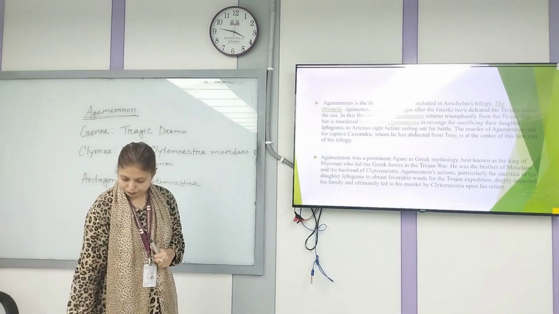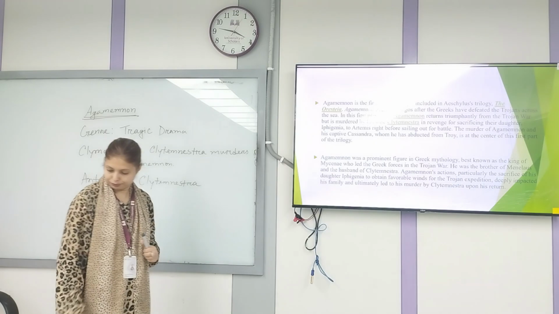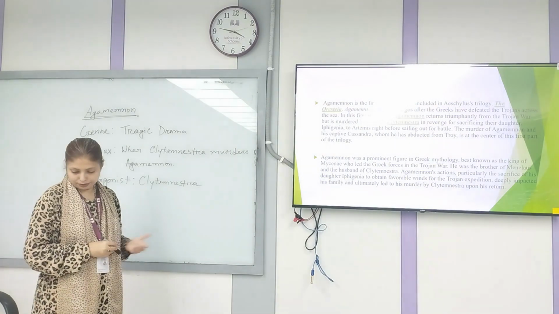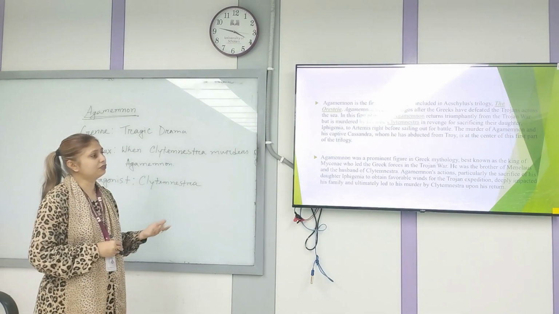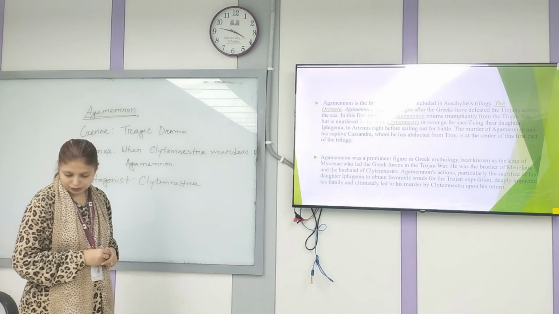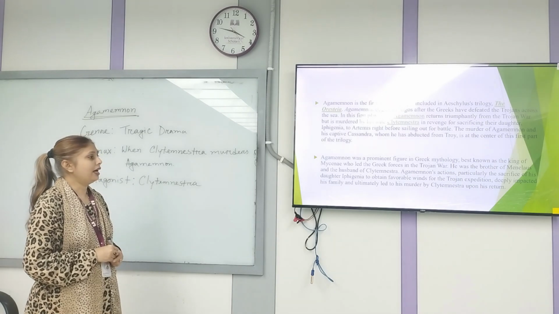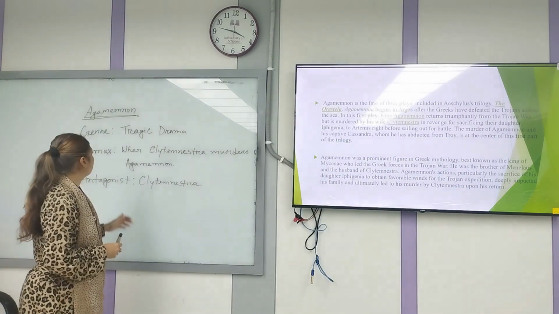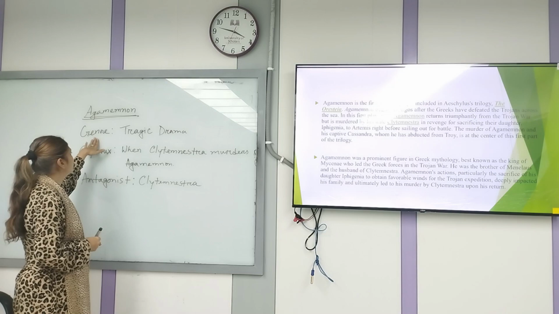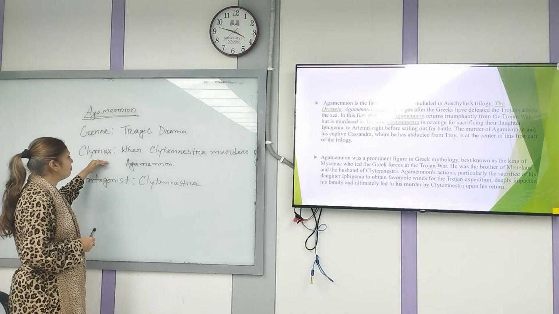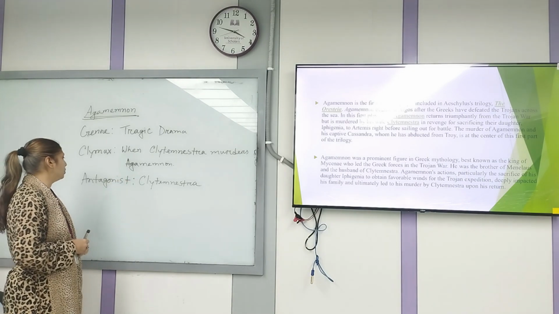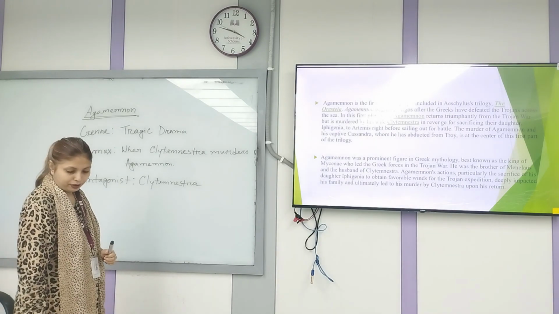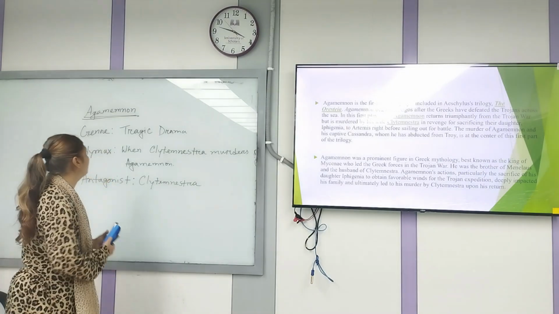Okay. The play is set in the aftermath of the war and focuses on the return of Agamemnon, the king of Argos. And we know that he was murdered by his own wife for sacrificing her daughter. Agamemnon is a tragic drama. The genre is tragic drama, and the climax is when Clytemnestra murders Agamemnon. Antagonist: Clytemnestra. Okay, now we will be discussing the characters of Agamemnon.